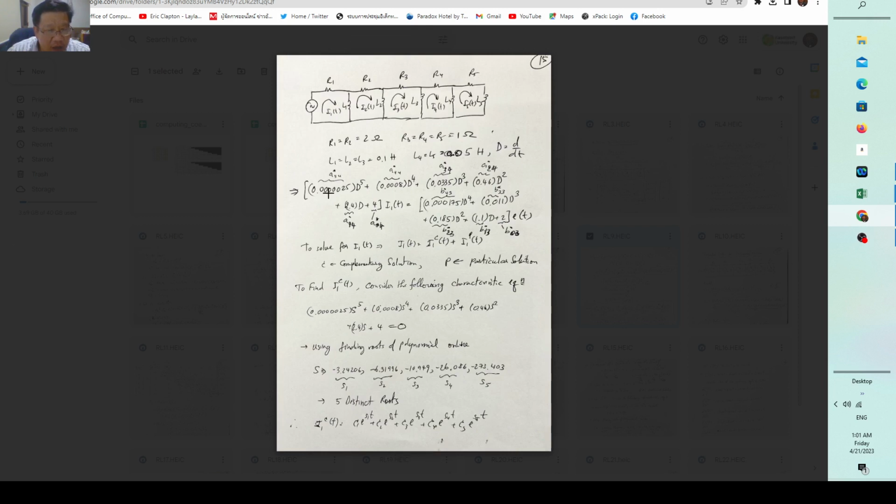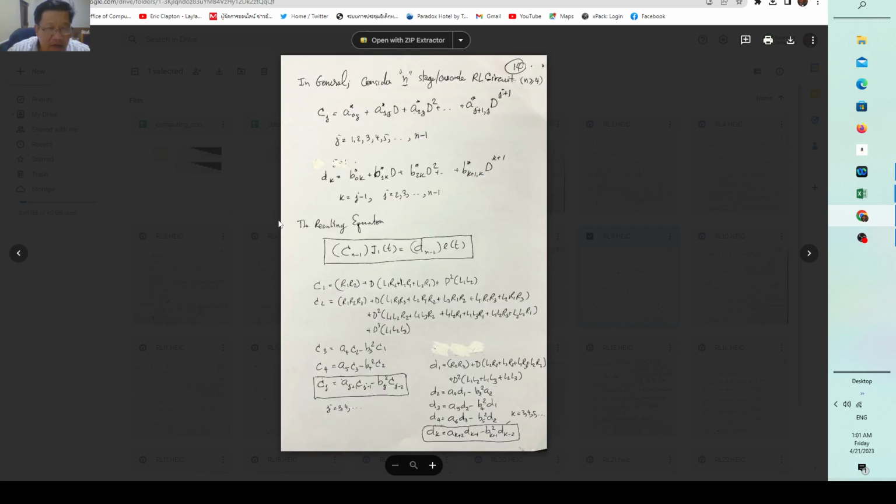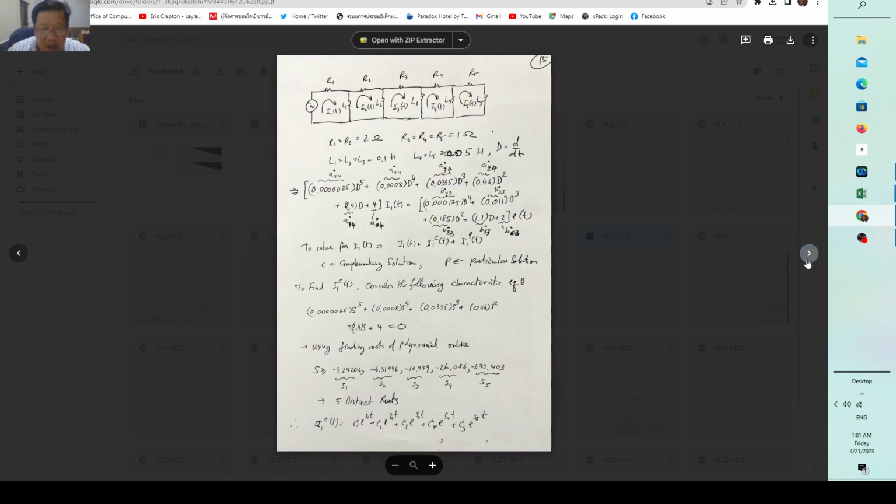How do I get the numerical value here? With the given values of R sub 1 up to R sub 5, and L sub 1, L sub 2, L sub 3 up to L sub 5, if we go back to this formula and implement it correctly, you should be able to find C sub 4, and you should be able to find D sub 1 up to D sub 4, and put it in this form, and this is how the result is going to look.